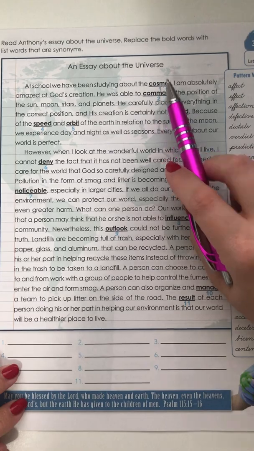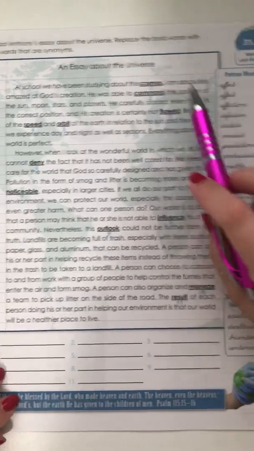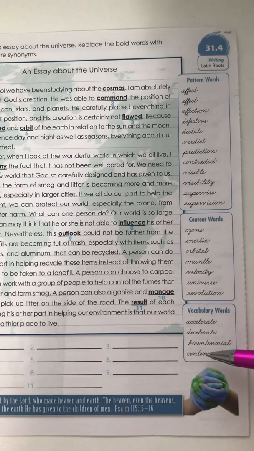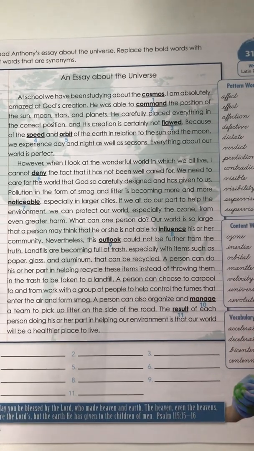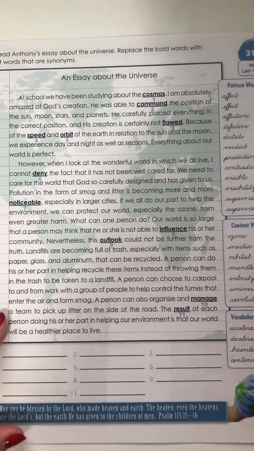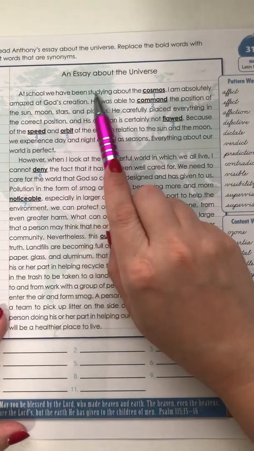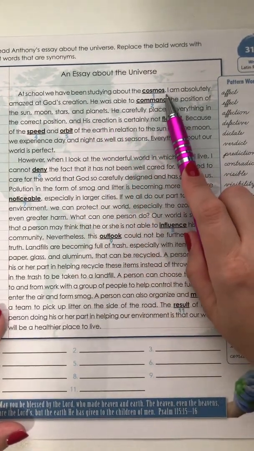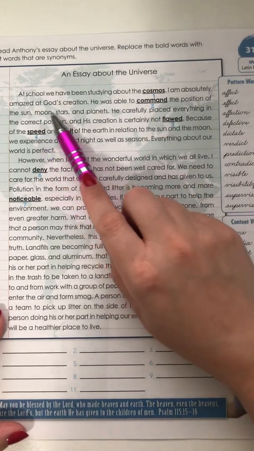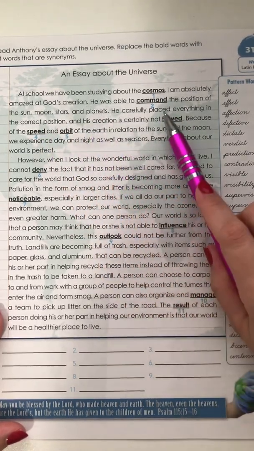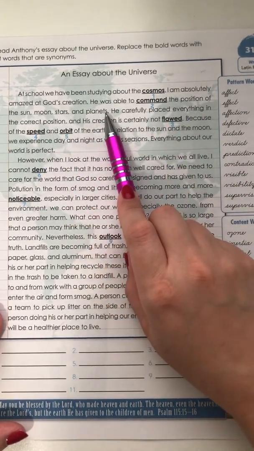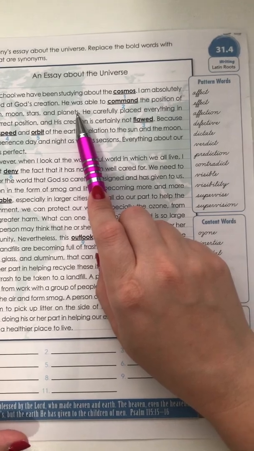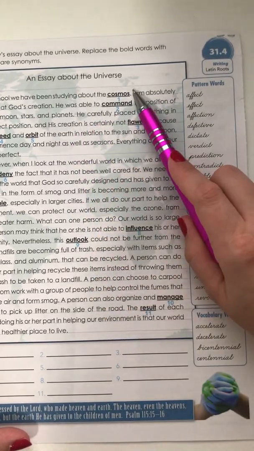For each of these bold words, you're going to find a list word that means the same or almost the same, the synonym. So let's just give an example for the first couple of sentences. At school, we have been studying about the cosmos. I am absolutely amazed at God's creation. He was able to command the position of the sun, moon, stars, and planets. So you're going to find the synonym for cosmos.